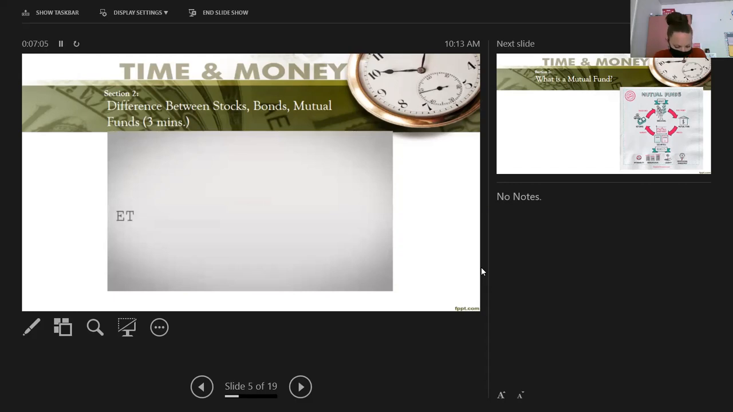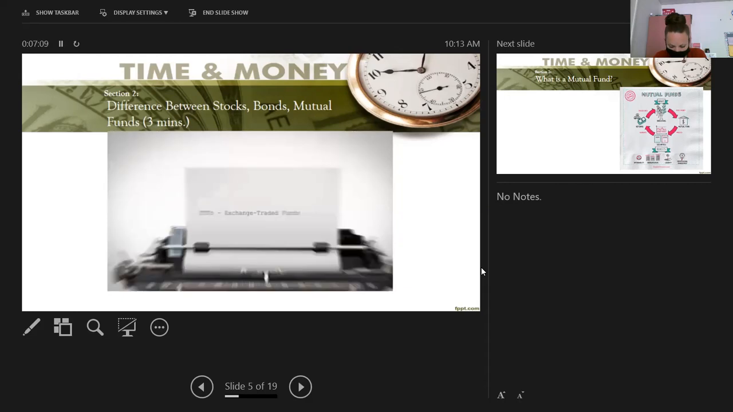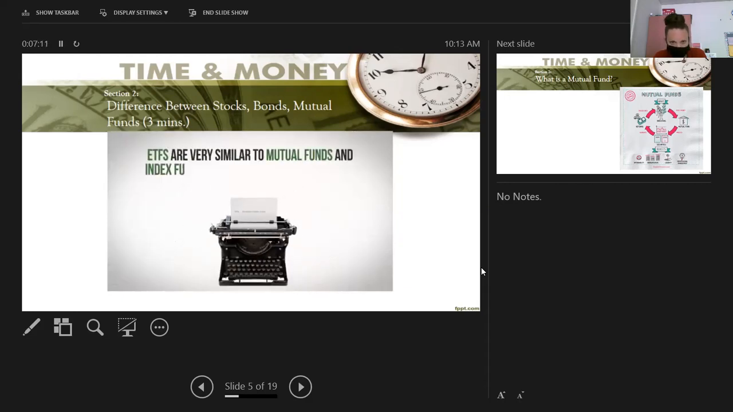Finally, there are special funds called ETFs, which stands for exchange traded funds. ETFs are very similar to mutual funds and index funds, but they trade like stocks and they have slightly different tax rules. Ask your tax professional for more information.